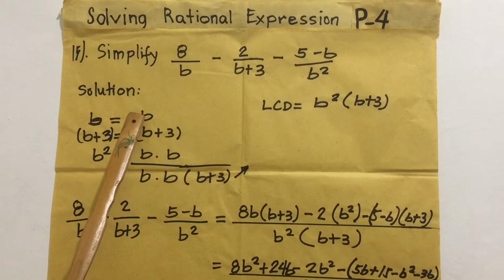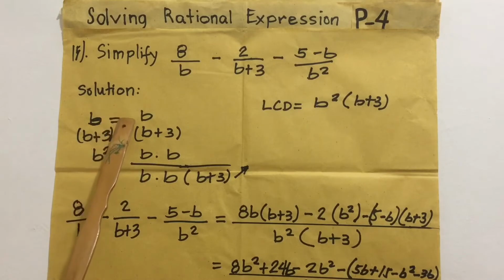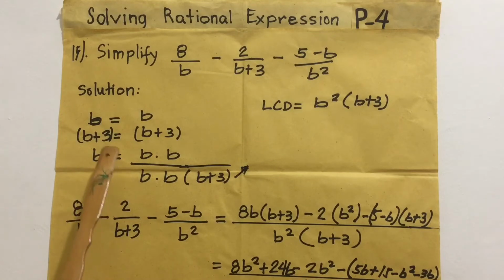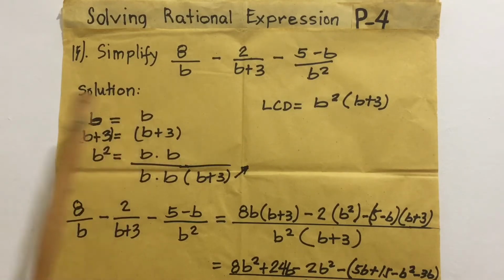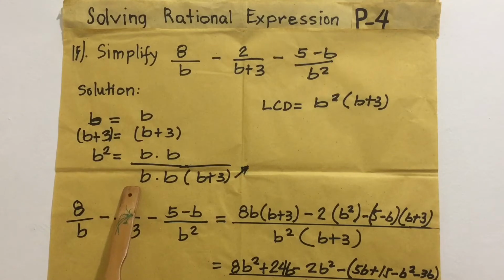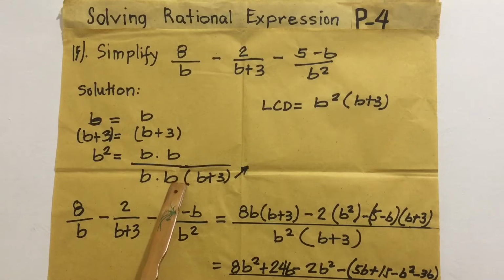For b, we have b and b. This b plus 3 is different because it is a binomial, so we are only comparing the common factor of a certain term. So b is the same, so we just copy one of it to represent our LCD. Then we have b here, just copy because only one.